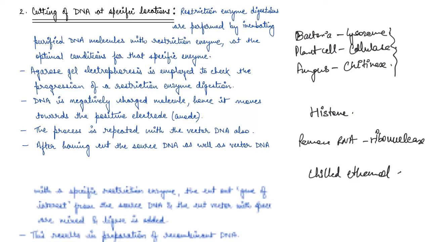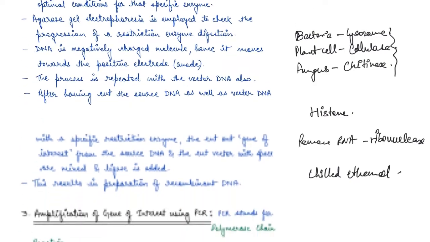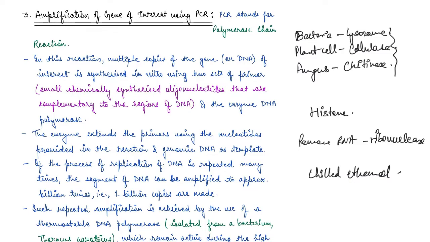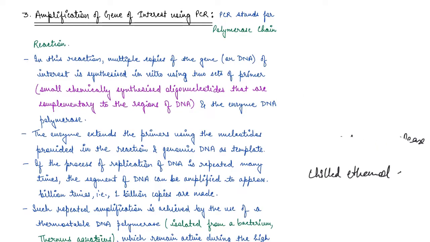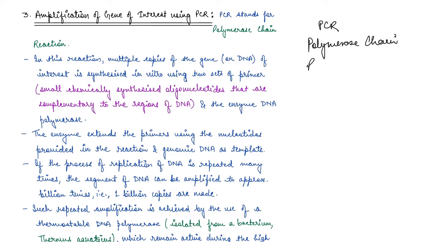Okay. Now, guys, what does amplification exactly mean? Right? So amplification of the gene of interest means that you are going to basically create multiple copies. Right? You are going to create multiple copies of that gene or DNA of interest. Right? So we do that by using PCR, which is polymerase chain reaction.